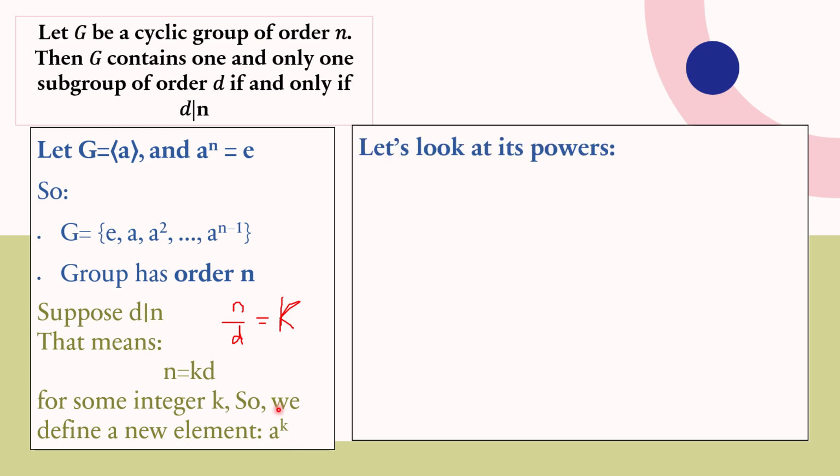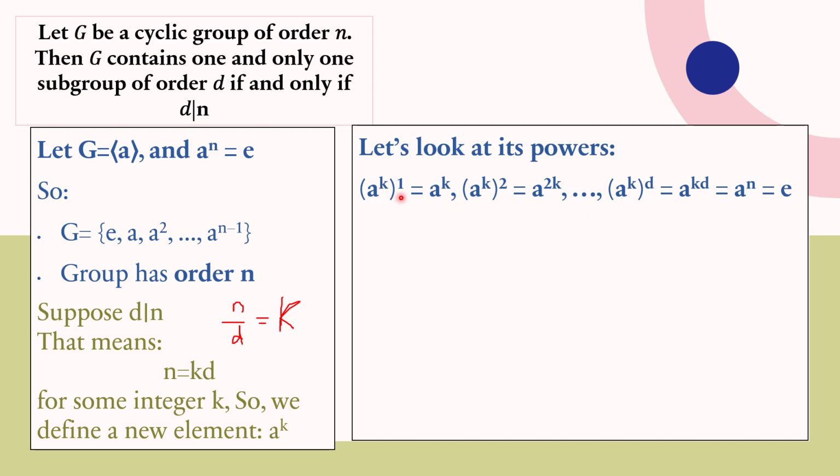Now let's look at its powers. We look at the powers of a raised to k. When we had a raised to n equal to e, the generator was a, right? From a we got a squared, and so on till a raised to n minus 1, right? Now in place of a, the generator is a^k. So it will be a^k raised to 1, a^k raised to 2, and so on, right?